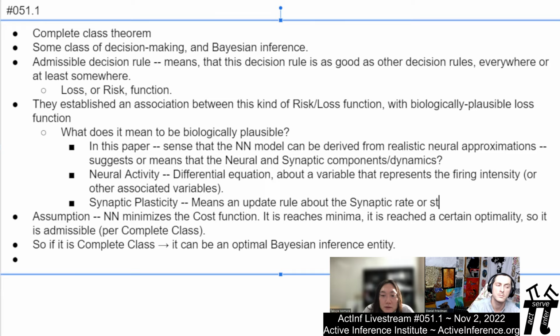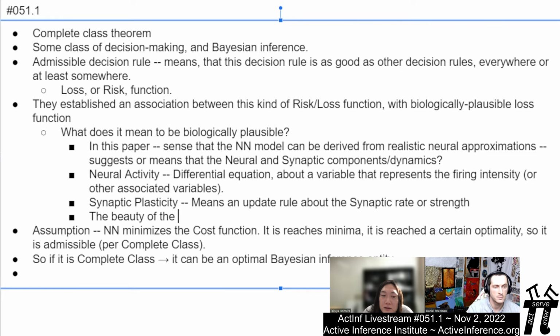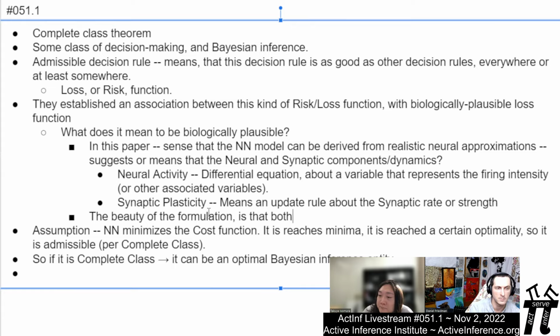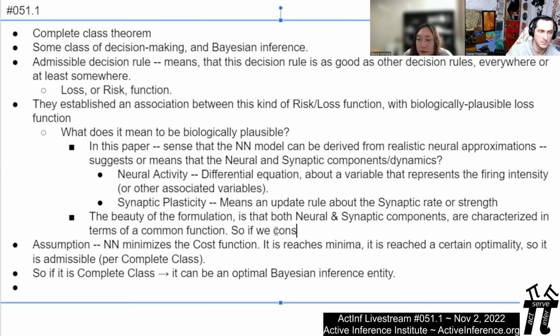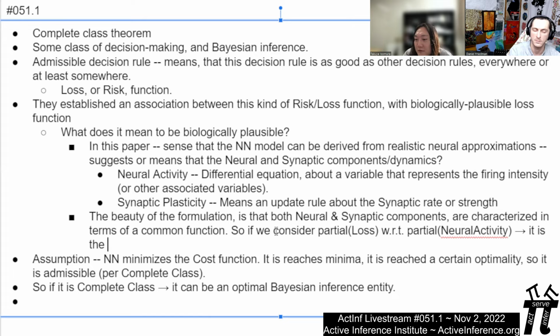And the beauty of this formulation proposed in this paper is that we characterize both the neural activity equation and the synaptic plasticity equation in terms of gradient descent on the same, common cost function. So we can say that if we consider the partial derivative of some cost function with respect to neural activity, then it derives the gradient descent rule about neural activity. While if we consider the partial derivative of cost function L with respect to synaptic weight, then we derive a synaptic plasticity rule.